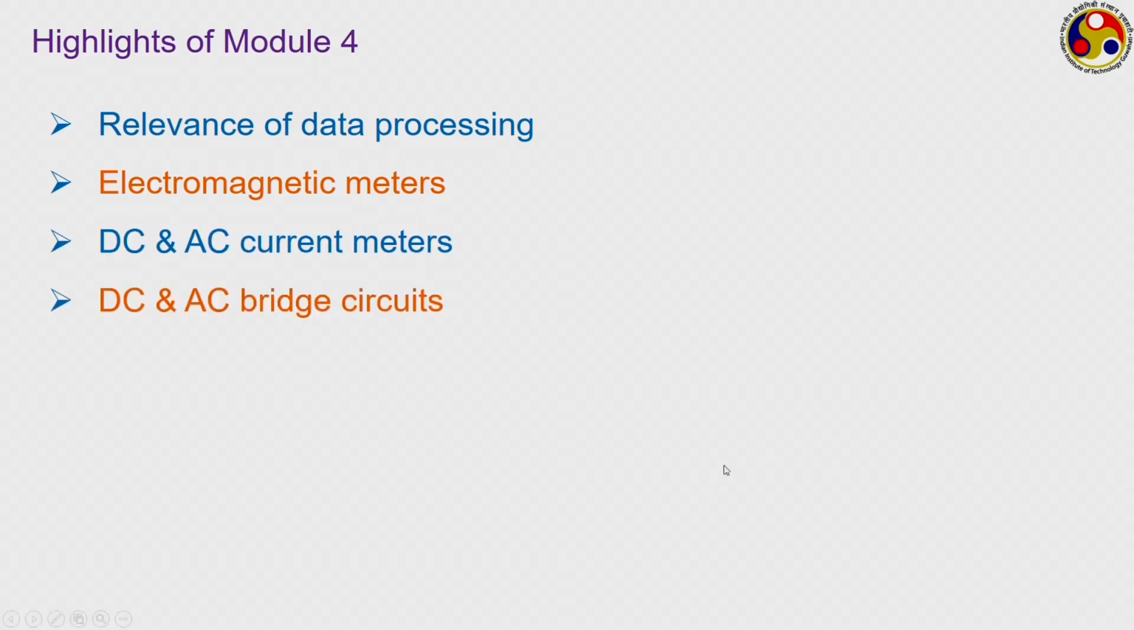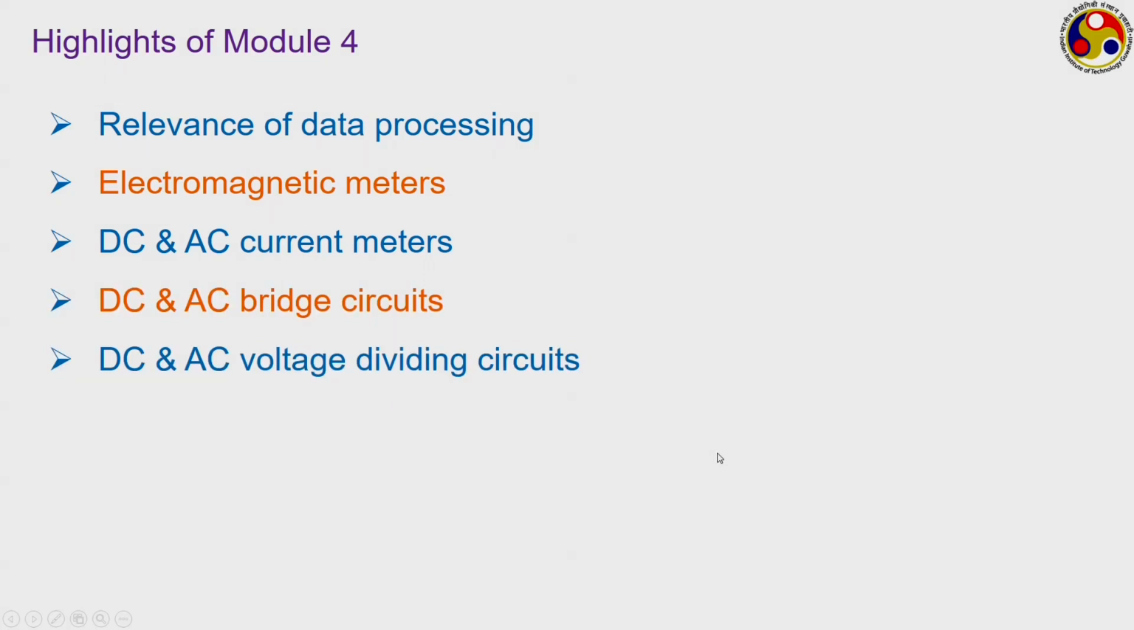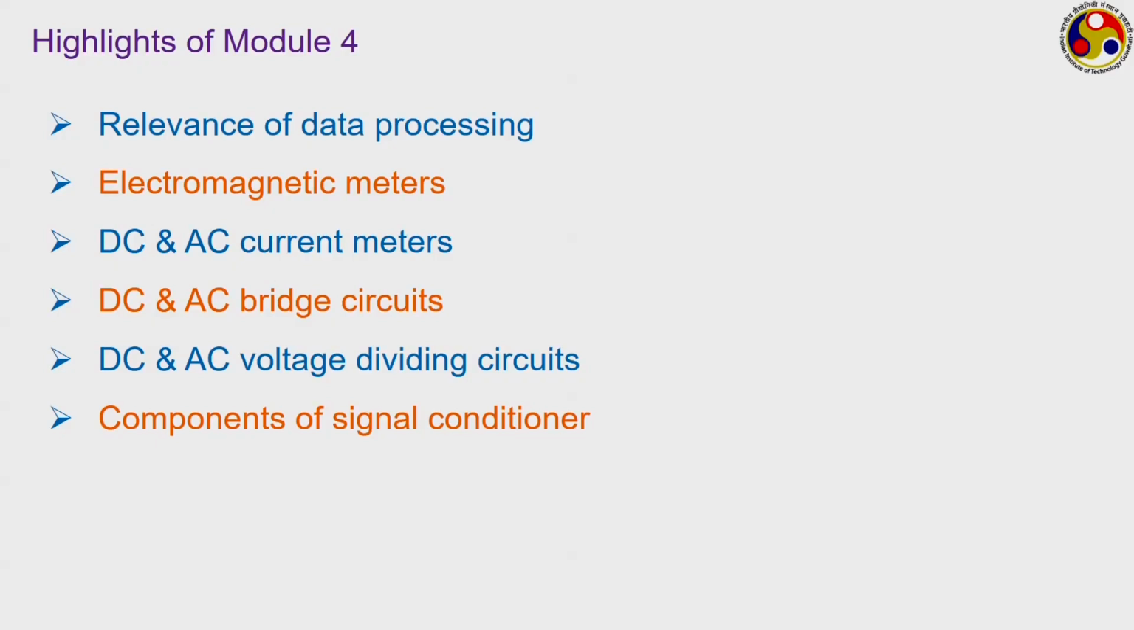Then we have talked about the bridge circuits for measurement of impedances. Today we have talked about the DC and AC voltage dividing circuits, where we can get any output voltage or any fraction of the input voltage as the output using suitable combination of impedances. Then we have talked about different components of signal conditioners, out of which electronic amplifiers were discussed in detail, particularly the op-amp amplifiers. And then we have talked about the RC filters in detail and just touching upon the LC filters and subsequently the differentiators and integrators.